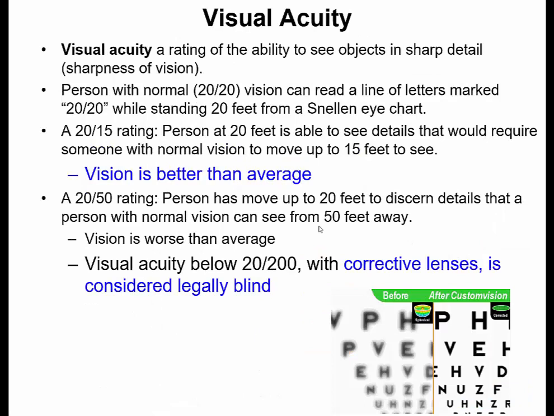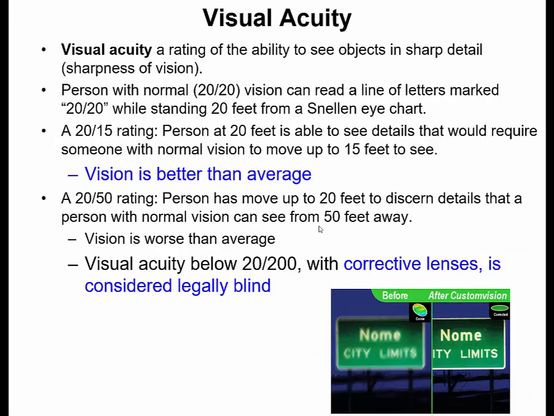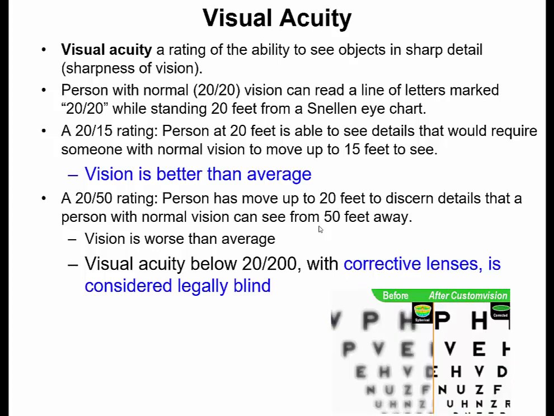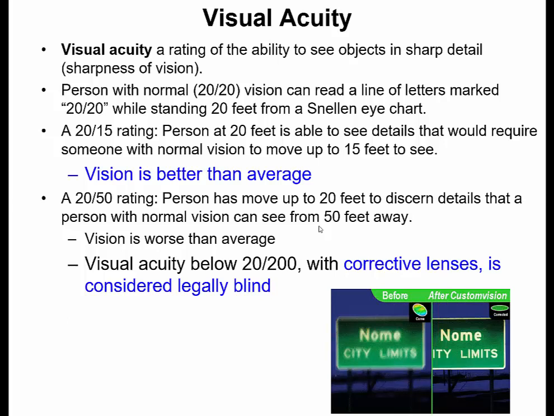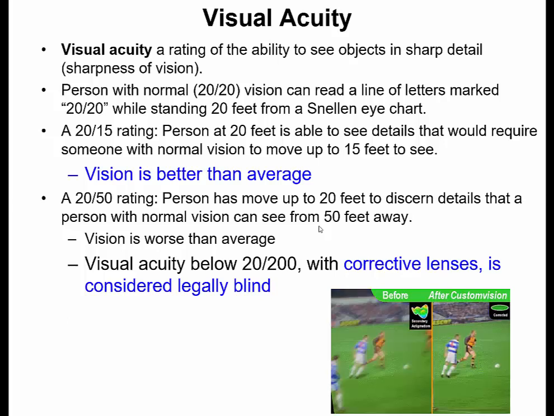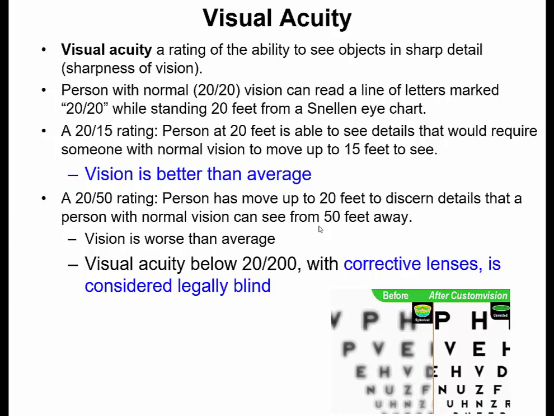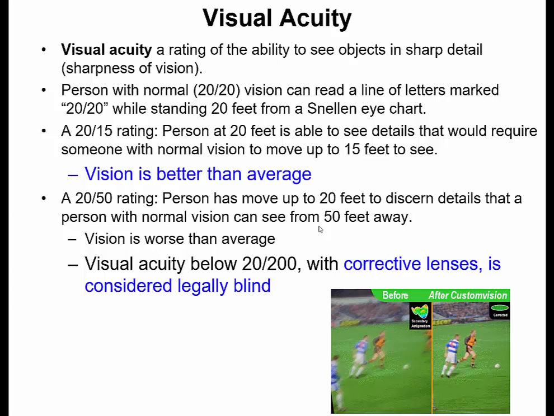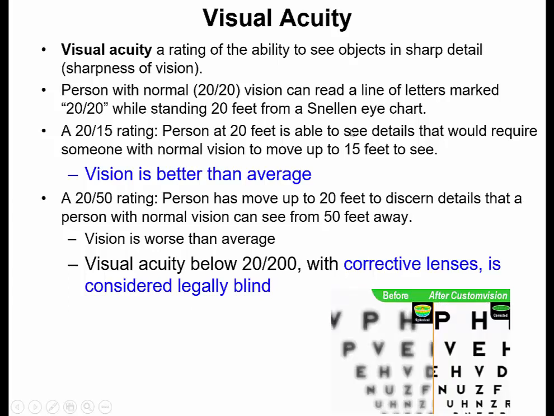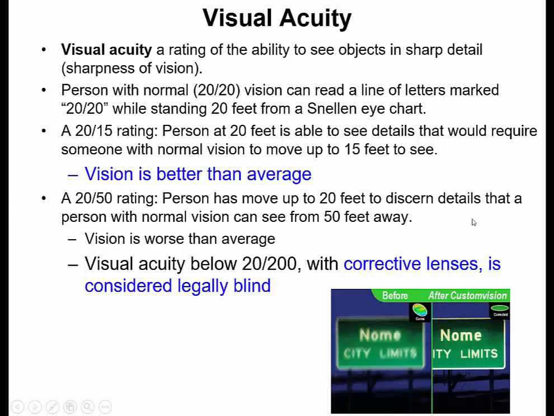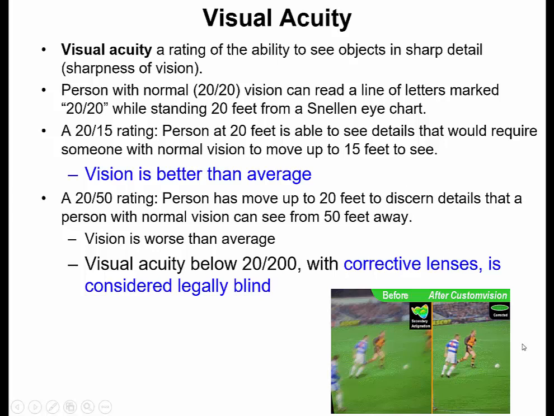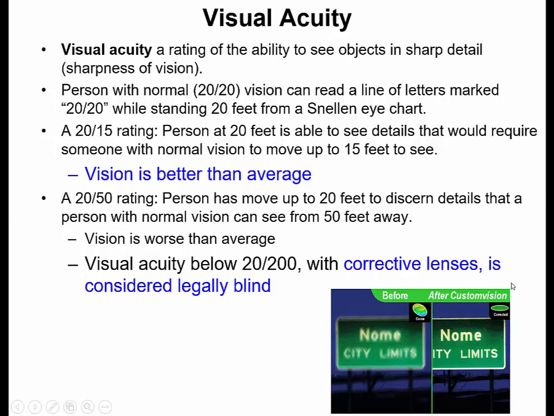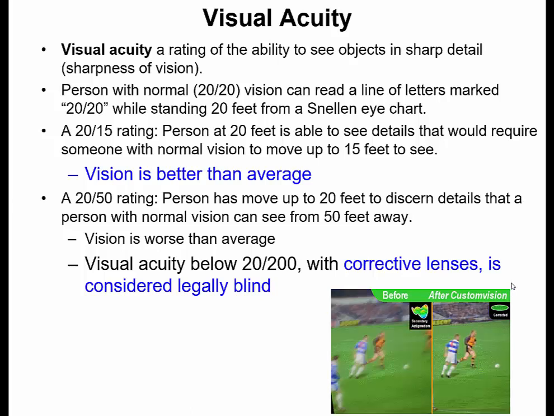Well, visual acuity is a rating of the ability to see objects in sharp detail, or the sharpness of vision. So we usually rate this as 20/20, somebody's 20/20 vision, 20/15, 20/50. Numbers vary depending on the vision. Basically, a person with normal vision, 20/20 vision, can read a line of letters marked 20/20 while standing 20 feet away from what's called a Snellen eye chart. The Snellen eye chart is shown here, and you've probably seen these before in the doctor's office. They have the letters. So a person with normal vision from 20 feet away can read the letters marked 20/20.